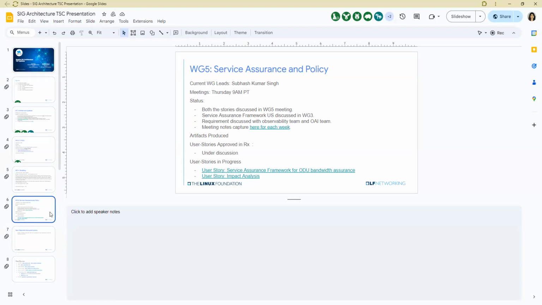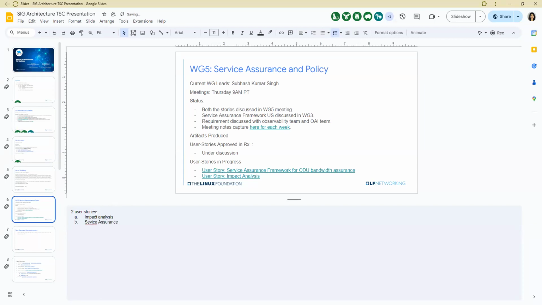So we are trying to prepare two user stories. One is the impact analysis, where we are trying to correlate the high level intent with the low level resources. And another one is our service assurance framework, where we are targeting the ODU bandwidth assurance.